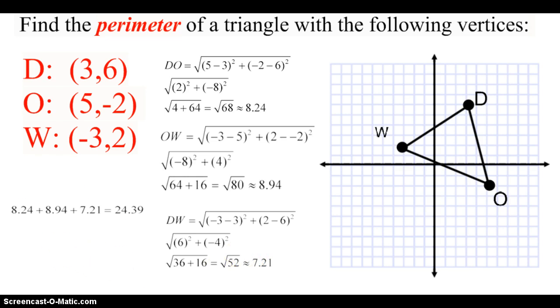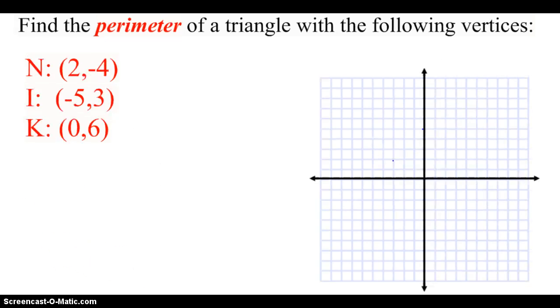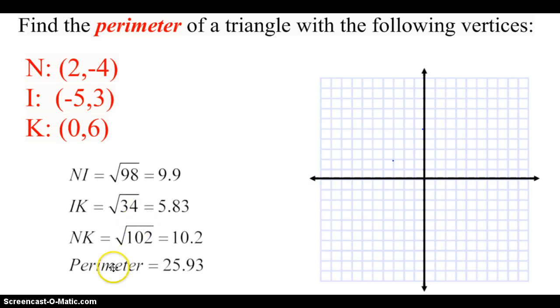Okay, and then I'd like you to just take a second, pause the video, and do exactly what we just did for this one. So you're going to have to do NI, IK, and NK, find all 3 distances, and add them up. Pause the video, please. Okay, and if I just did them real quick, I didn't even show my work, but NK came out to be the square root of 98, square root of 34, square root of 102, and therefore added up the perimeter's 25.93. Hopefully you have a good understanding of distance, and really we are done.